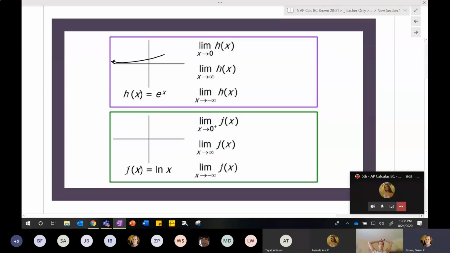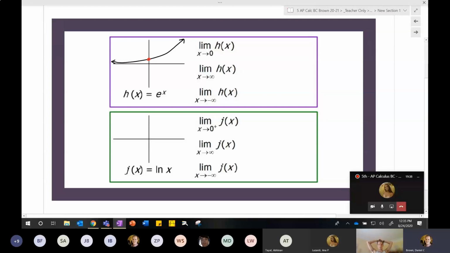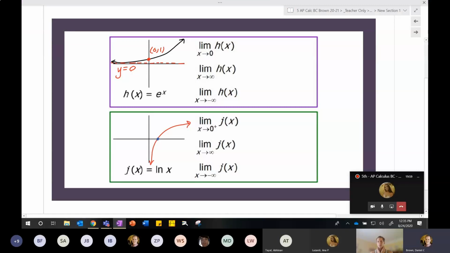We know that is an exponential function. Some of the characteristics of it: it has a y-intercept at (0, 1), and it has a horizontal asymptote at y equals 0. And then we also have the natural log graph. It's the inverse of e to the x, so it has a vertical asymptote. It's going to cross not at (0, 1), but at (1, 0), because the natural log of 1 is 0. And instead of a horizontal asymptote, it has a vertical one at x equals 0. So those are some prereq skills that you should have.